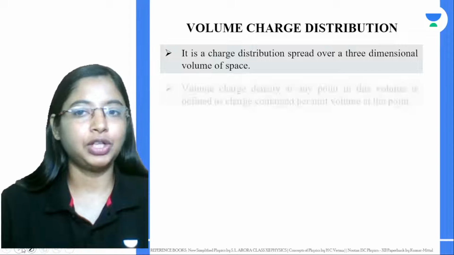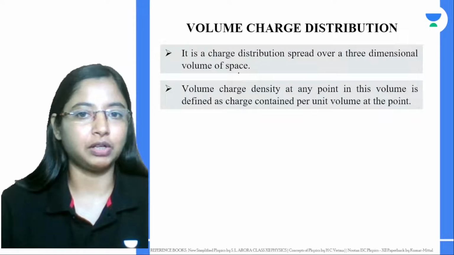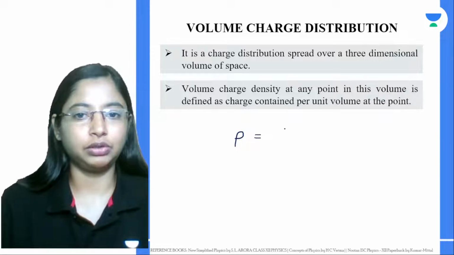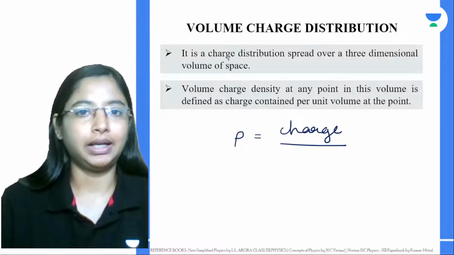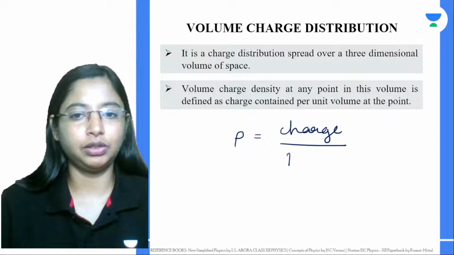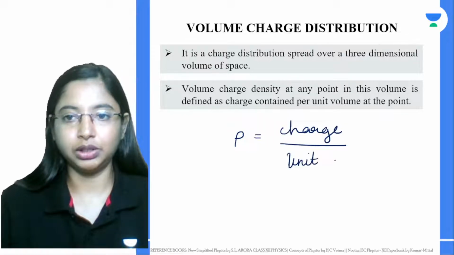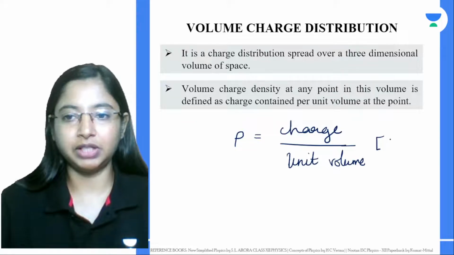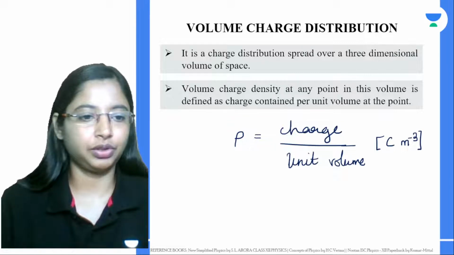Next, a volume charge distribution is in three-dimensional space, a volume of space. This is given not by lambda but by rho. Rho is equal to charge per unit volume, and the unit is Coulombs per meter cube.